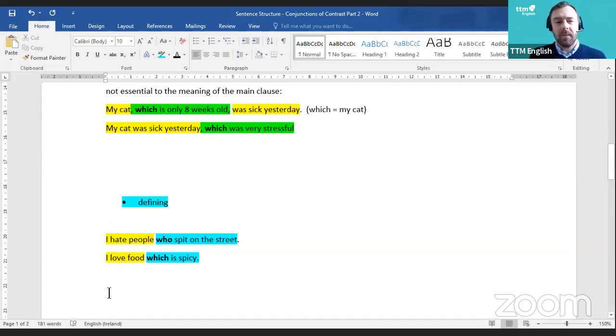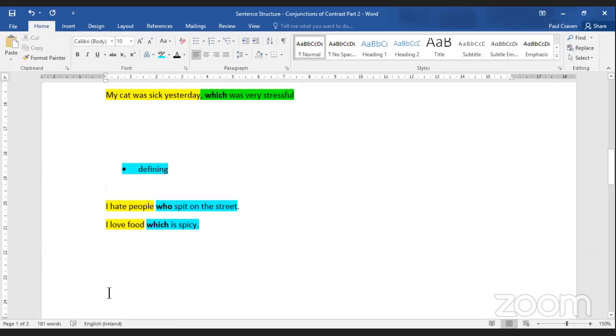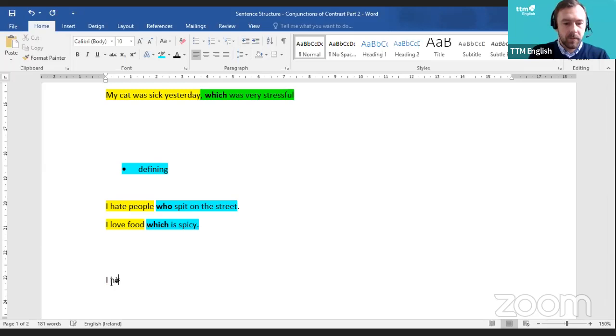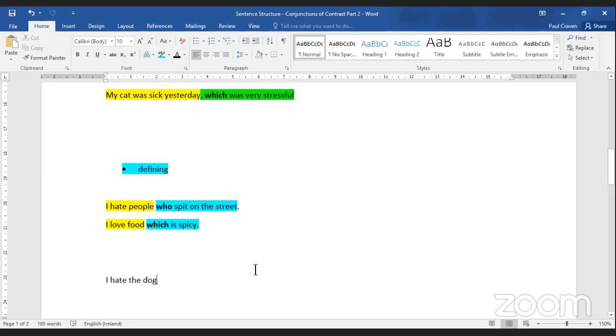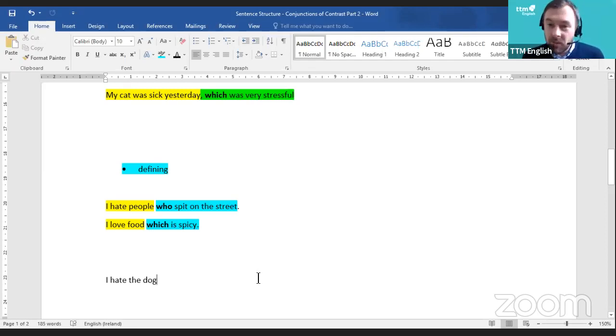So if I said, say that again, there'll be a comma after the dog. So I hate the dog, who lives next door, like that. So I can remove this bit and it wouldn't matter. I hate the dog. Because it's just one dog, a particular dog who lives next door.